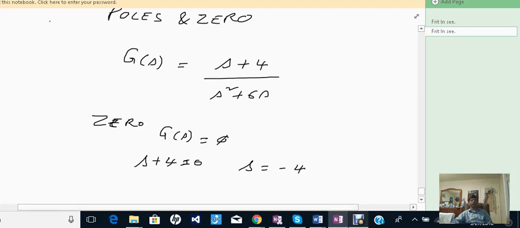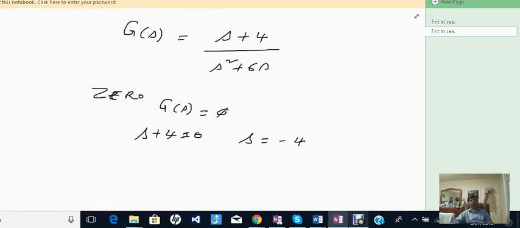And sometimes we also have a graphical symbol to represent that zero. We just represent it by a circle like that. It looks like a 0 too, just don't cross a line on top of it. So just to make it clear, s plus 4 equal to 0 is when the transfer function becomes 0. So this is called the zero of that transfer function. The zero of that transfer function is when s is equal to minus 4.